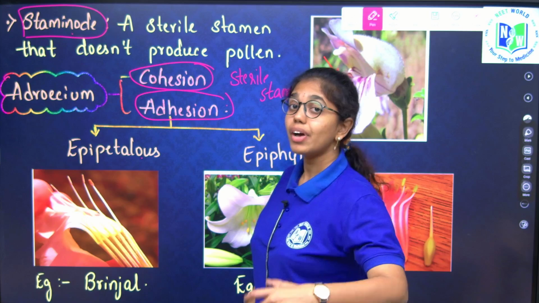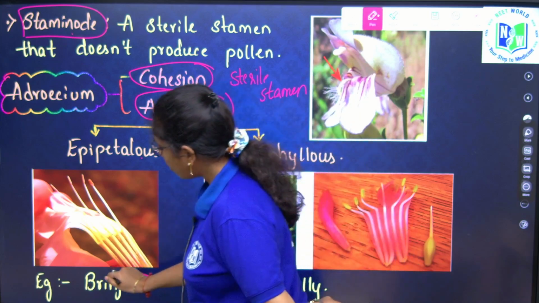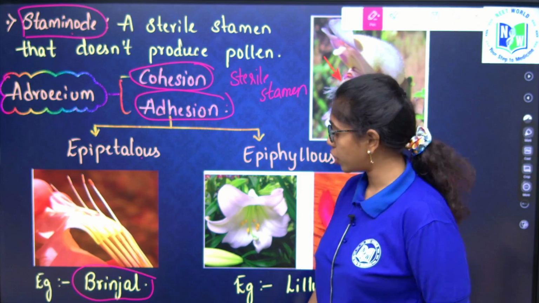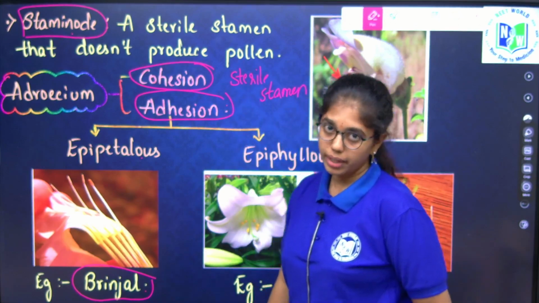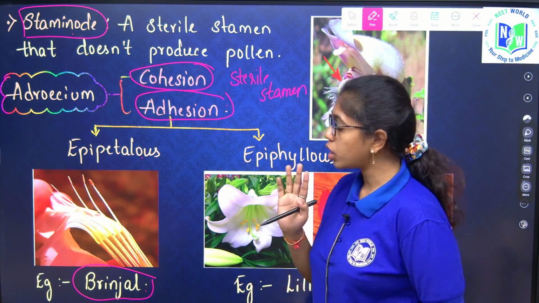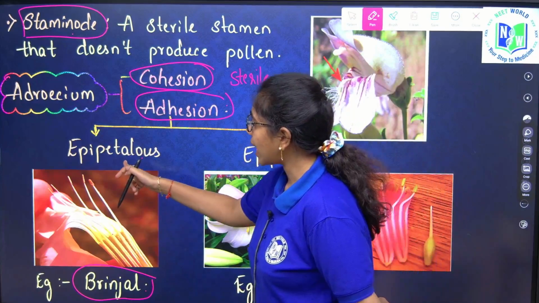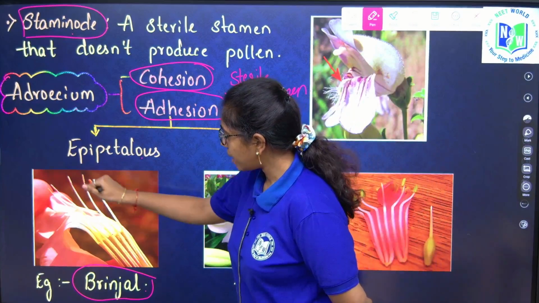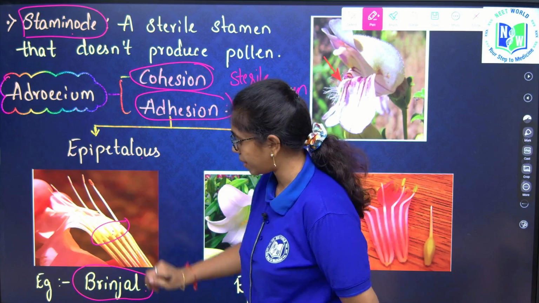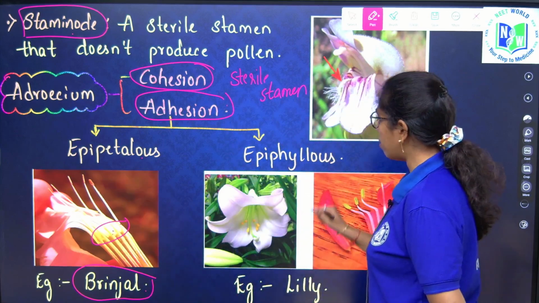Adhesion: if stamens are attached to petals, you will see it in brinjal. Epicalyx or persistent calyx condition also you will see only in brinjal, a Solanaceae member. Do remember the families whenever I tell you, because questions will be asked from families and the examples. Epipetalous condition means stamens attached to the petals, and you will observe it in brinjal or Solanaceae members.